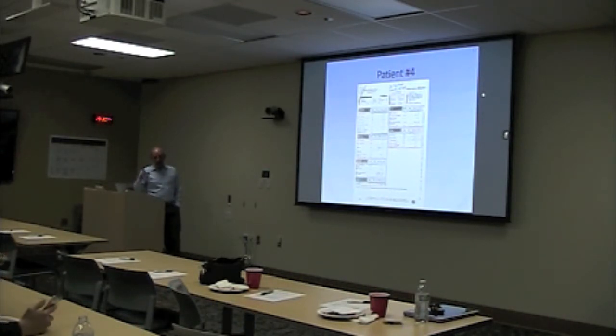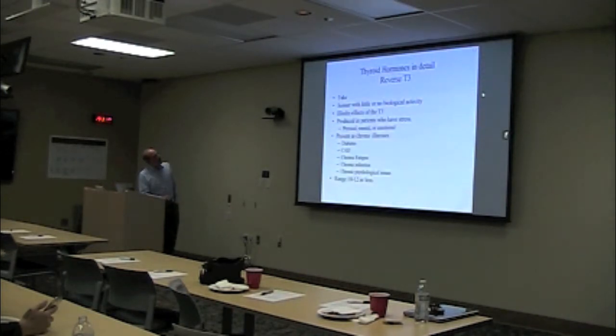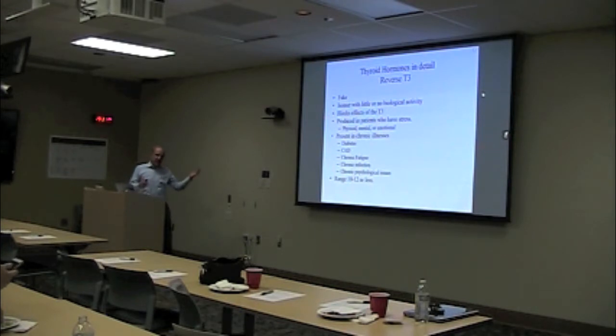Okay, so thyroid. This is reverse T3. Again, I call this the fake hormone. When I'm talking to patients, I want to tell them, this is the active one, does the job, and this is the fake one that doesn't really work. It's an isomer with little or no biological activity. It blocks the effects of T3. It's produced in patients who have stress. So you get a higher reverse T3 in patients that have stress or chronic illnesses like diabetes or heart disease, depression, things like that. Present in chronic illnesses, diabetes, CAD, chronic fatigue, chronic infection, Lyme disease type things, chronic psychological issues. So we like that to be in a range of about 10 to 12 or less.